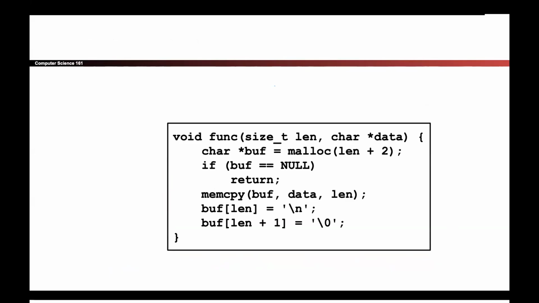Let's do another example. I want you to talk to your neighbor and figure out whether you think this is safe or vulnerable. Might this have a buffer overrun or not? Talk to your neighbor. Oh, and I should tell you, size_t, you can think of that as unsigned int. Only positive. Unsigned means 0 to.